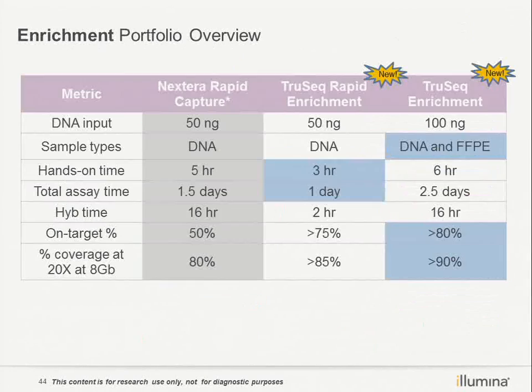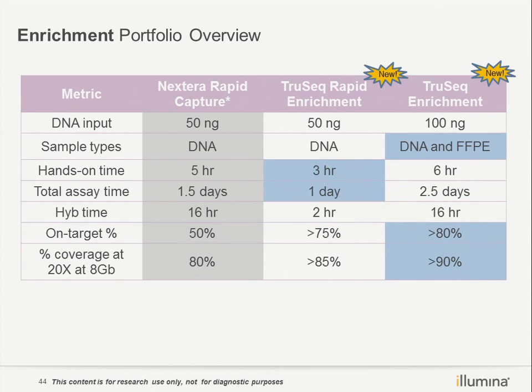Let's compare these two. They have different requirements on the DNA inputs. For the fast way, the TruSeq Rapid, it requires 50 nanogram DNA input. This one requires 100 nanogram. It's compatible with FFPE. Both the hands-on time and the total library preparation assay time is longer.